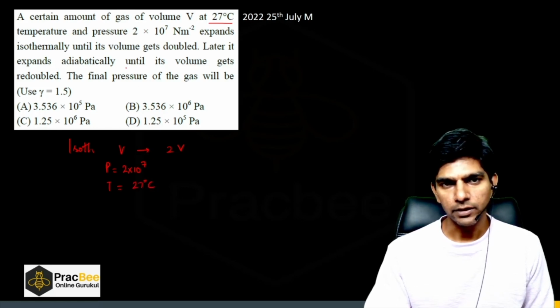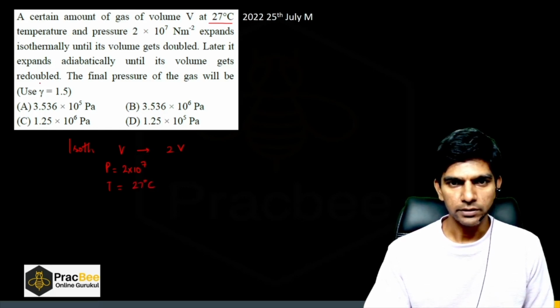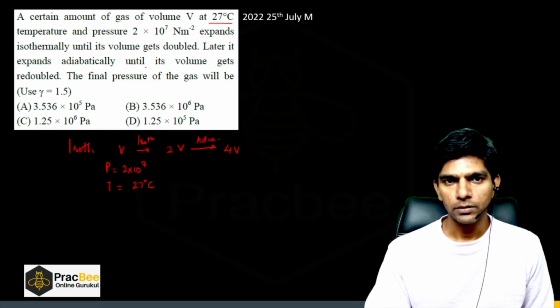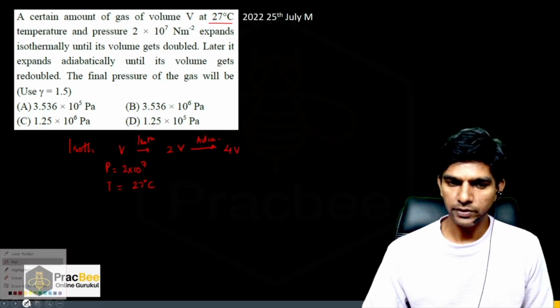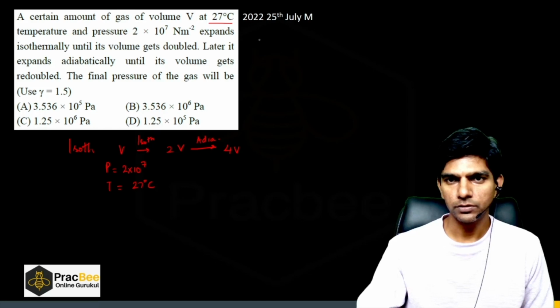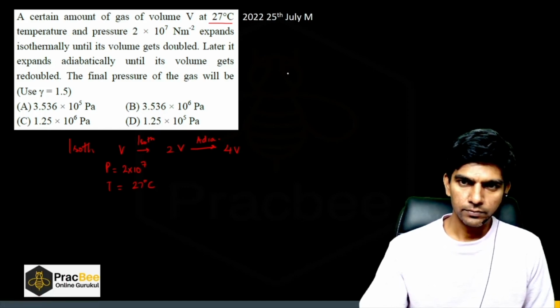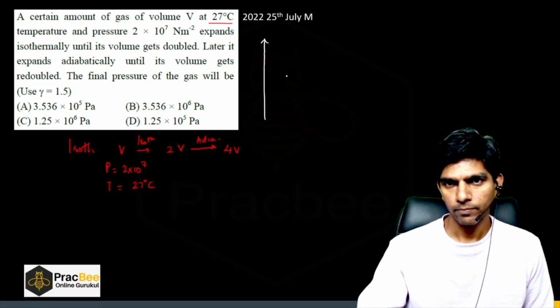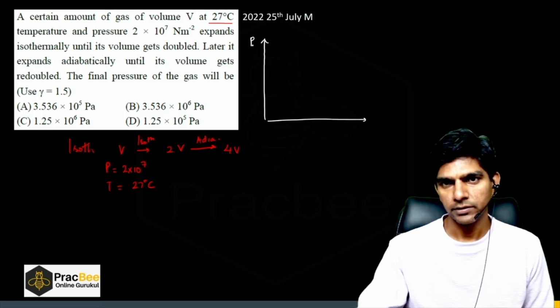Later it expands adiabatically until its volume gets redoubled. Okay. So from V to 2V, it is isothermal, right? And then from 2V to 4V, it's adiabatic, right? Until its volume gets redoubled. The final pressure of the gas will be, okay, so we have to find the final pressure. Let me just plot the graph. So let us say this is P, this is V. We have started from this particular state.